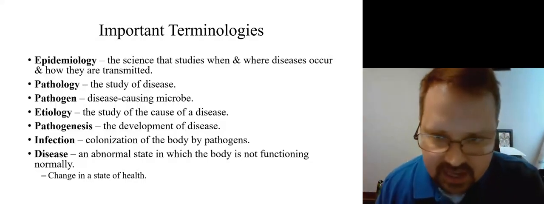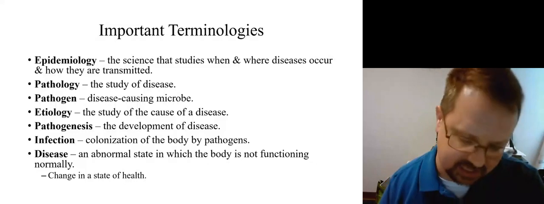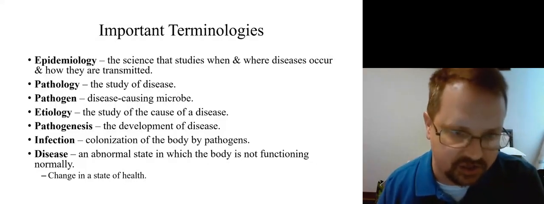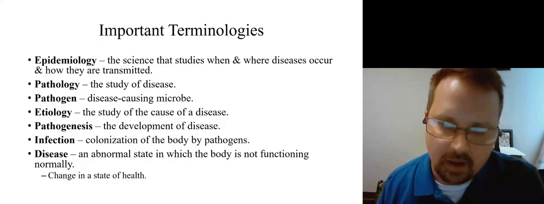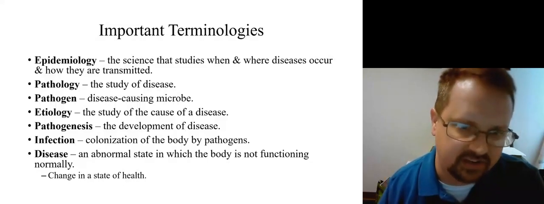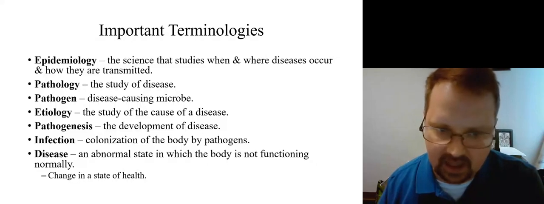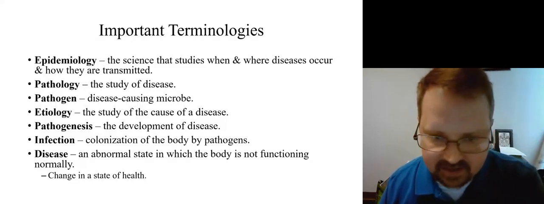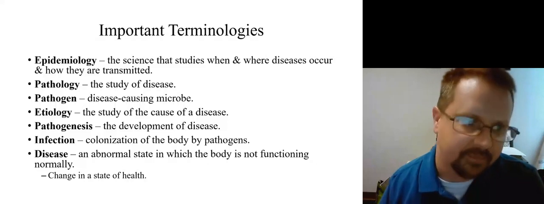Pathology is the study of disease. The pathogen is the microbe that actually causes the disease. And then we have etiology, and that's the study of the cause of disease, what's going on at the cellular level kind of stuff. Pathogenesis is the development of disease. Infection is actually getting a pathogen in, colonized by a pathogen. Bacteria gets into the skin, gets into a mucous membrane. Virus gets into the body.